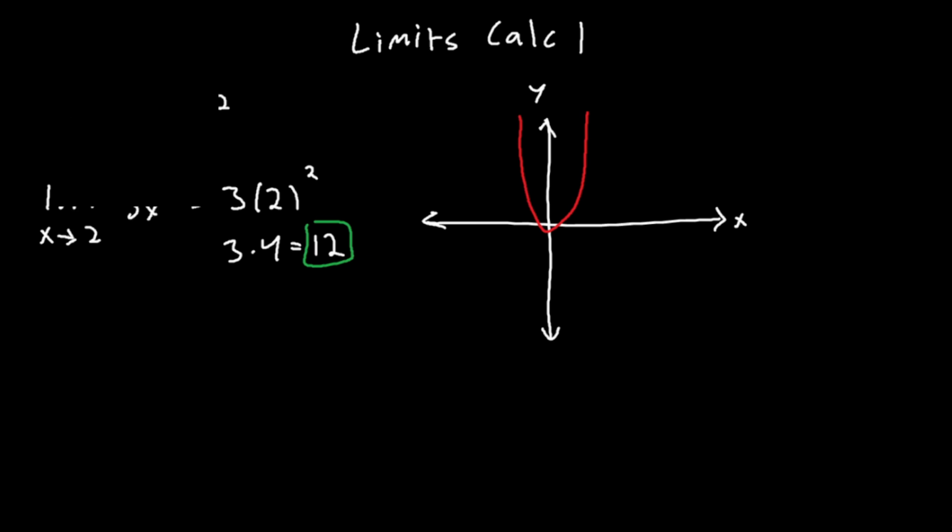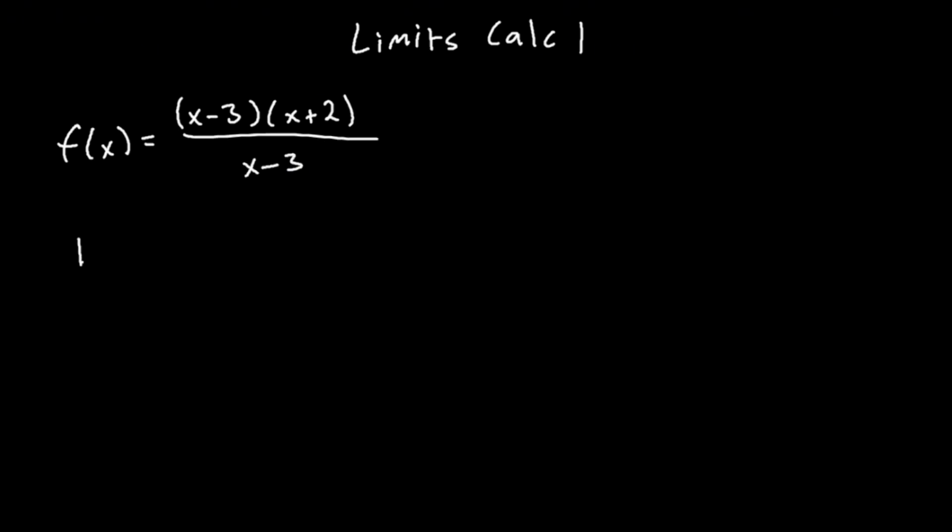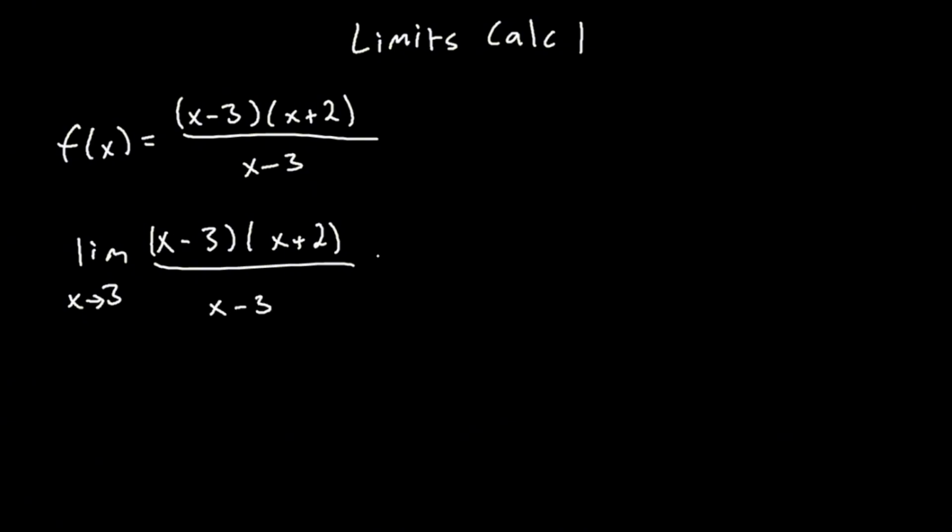Now, what if you had a function that was a little more complicated? So your function f of x is equal to (x minus 3)(x plus 2) over x minus 3. What would your limit be as x approaches 3? And now keep in mind, when you're doing your work for this, you must keep the limit symbol throughout the entire problem. So what do I mean by this?